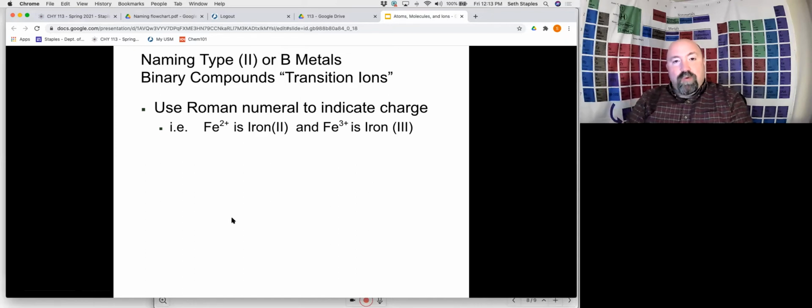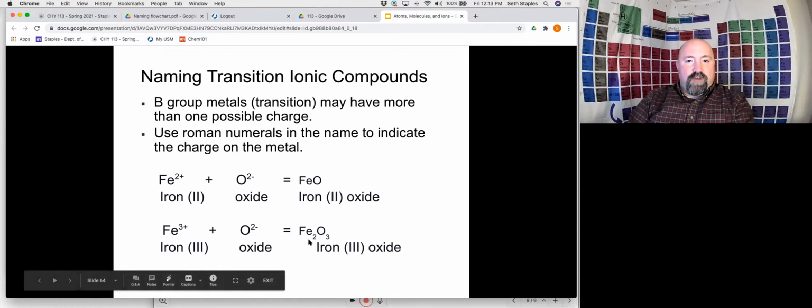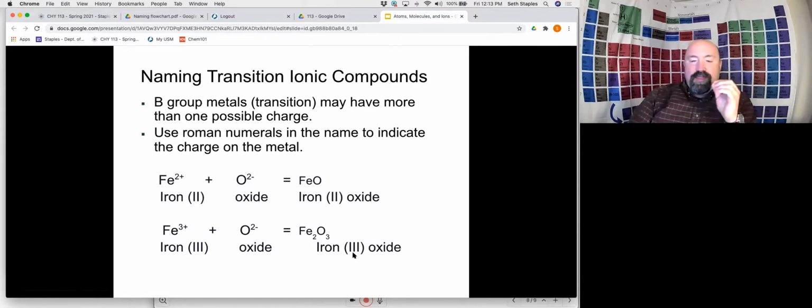So your name indicates which iron that we're talking about. And so in this case, iron with a 2+ charge forming FeO becomes iron 2 oxide. Iron with a 3+ charge for Fe2O3, the name of this compound must be iron 3 oxide.